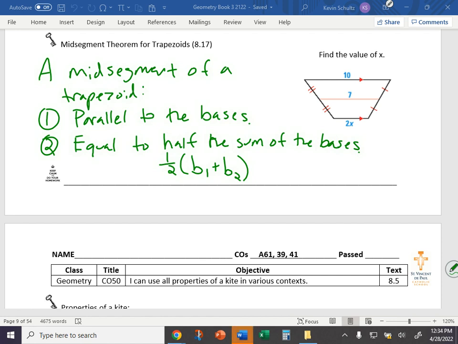Now, if that looks very familiar as the formula for the area of a trapezoid, the only thing that's missing is multiplying by the height. So the midsegment also plays a role in the area of a trapezoid, but it's equal to half the sum of the bases. To solve for x here, let's plug in what we know. 7 is the length of the mid-segment, and that's equal to half the sum of the bases. So 1/2 times (2x plus 10), or 10 plus 2x, either way.